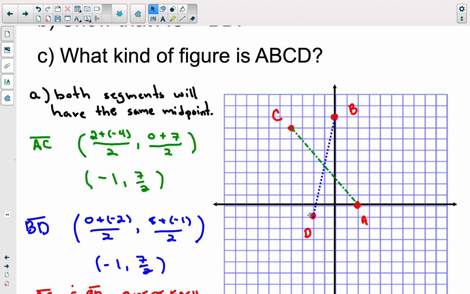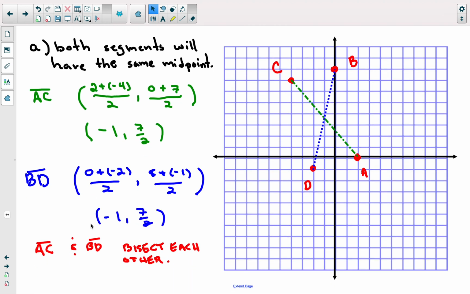Now we're going to work with segment BD here in blue, same concept. So for the x coordinate of both B and D, it's 0 plus negative 2 divided by 2. And for the y coordinate of segment BD, it's 8 plus negative 1 divided by 2, leaving us with negative 1 comma 7 halves as the midpoint. Since both midpoints are the same, then we can conclude that segment AC and BD bisect each other.